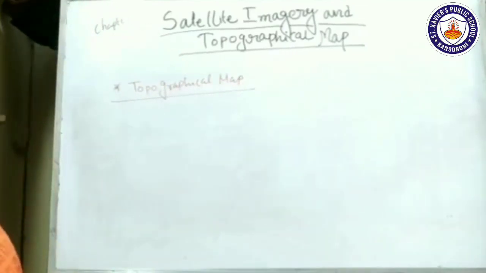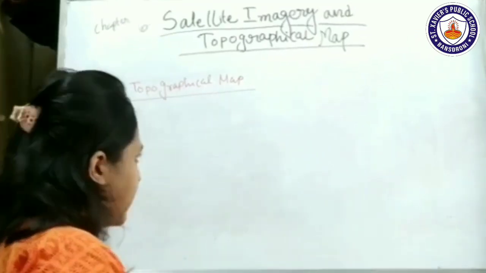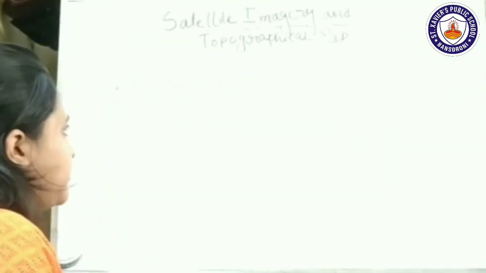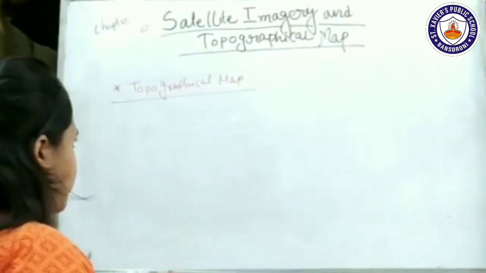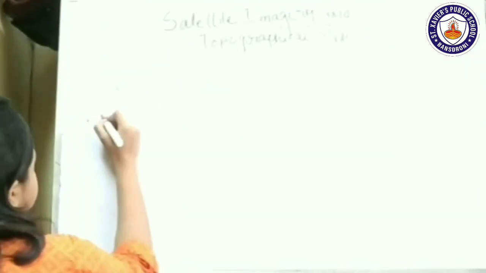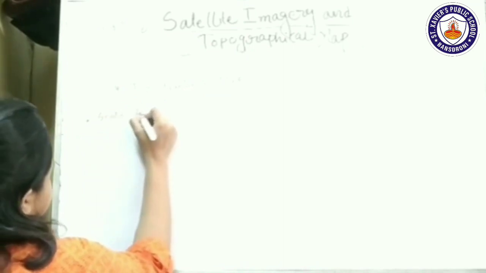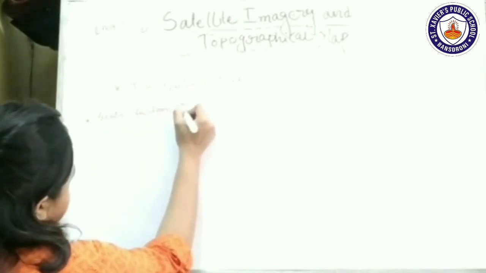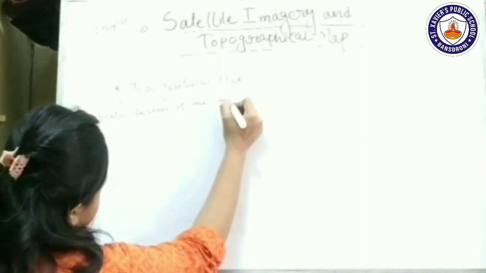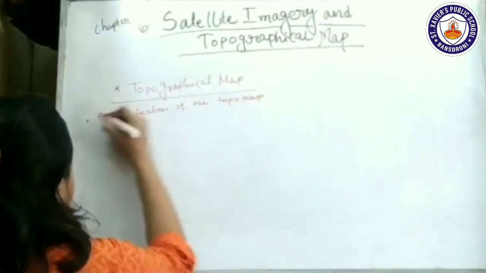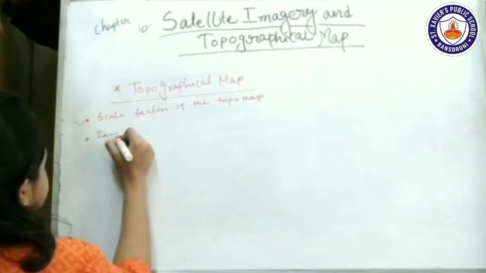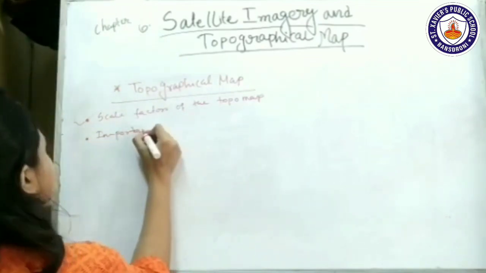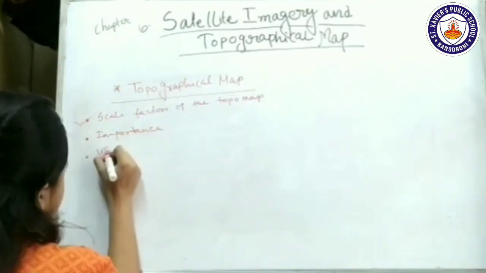First, you have to know what a topographical map is, what the uses of the topographical map are, and its importance and the scale factor of the topographical map. Today we will mainly focus on the scale factor of the topo map, right? This is a very vital part of the topographical map. Third is the importance, and the last one is the uses.